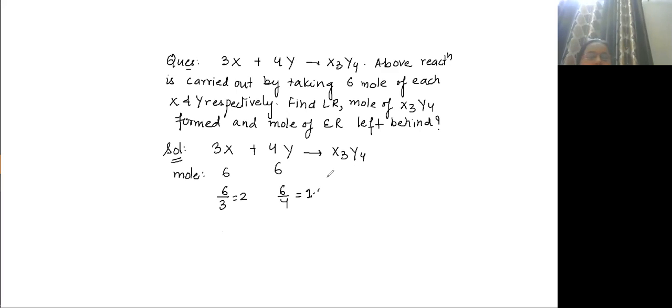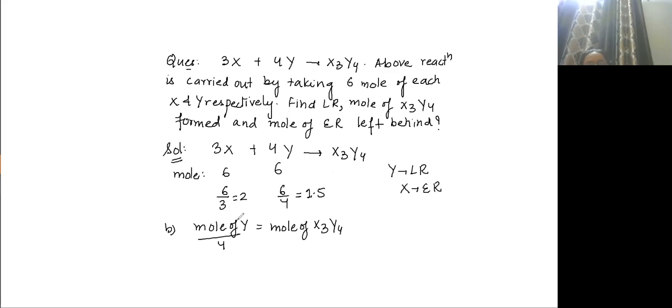1.5. So which will be LR? Y is LR and X is ER. Now you have to find out moles of X3Y4 formed, which will be calculated from Y. So moles of Y by 4 is equal to moles of X3Y4. And what are moles of Y? Moles of Y is 6. So moles of X3Y4 is equal to 6 by 4, that is 1.5.